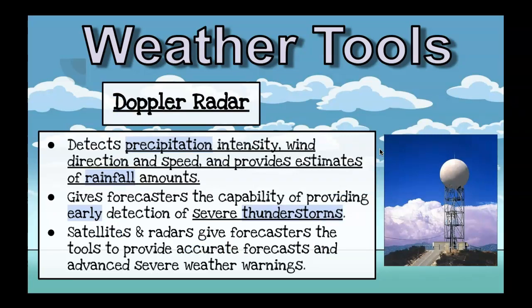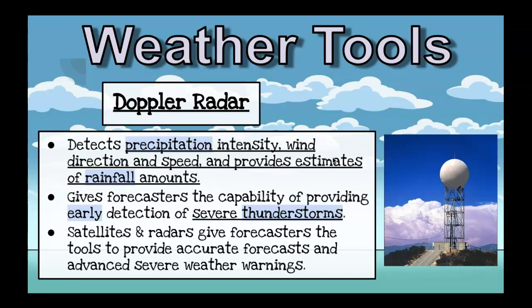Another weather tool is the Doppler radar. The Doppler looks like this. It's on a big tower, has a big sphere on top. The Doppler radar detects precipitation intensity, so how hard it's coming down. It can detect wind direction and speed, and it provides estimates of the amount of rainfall that's going to occur.